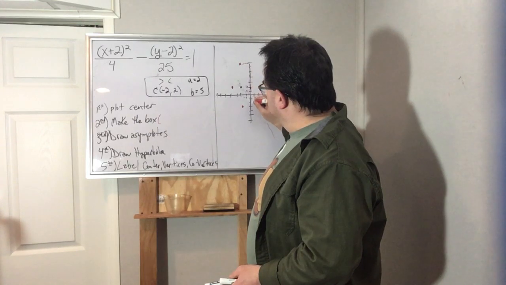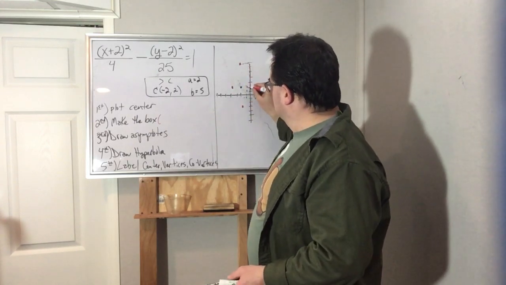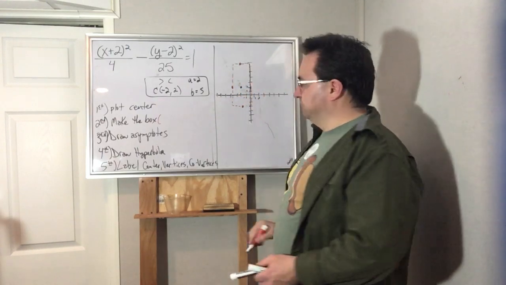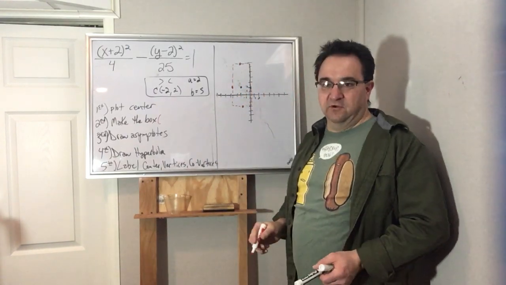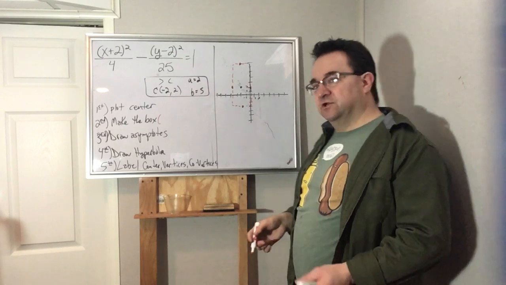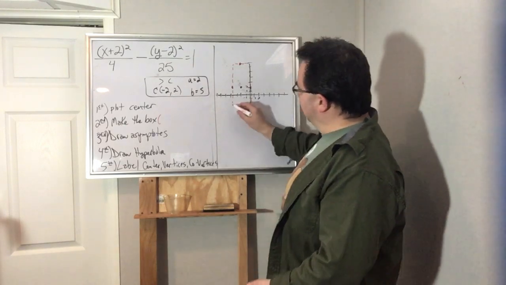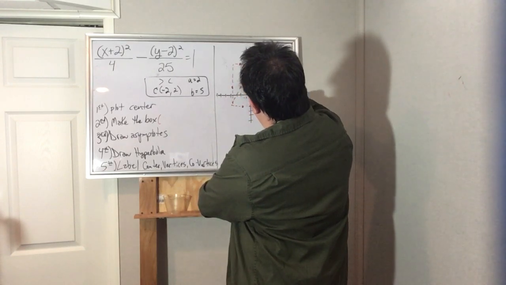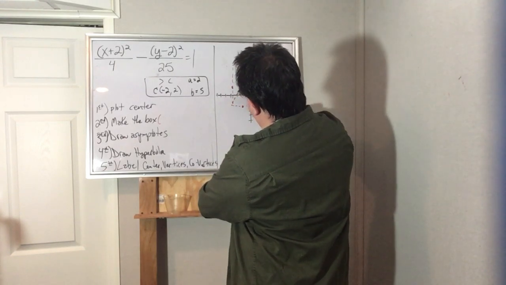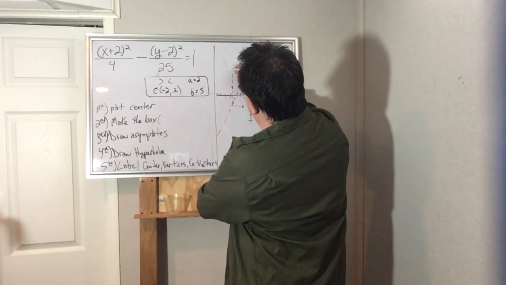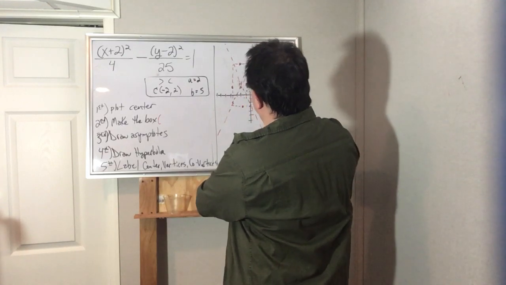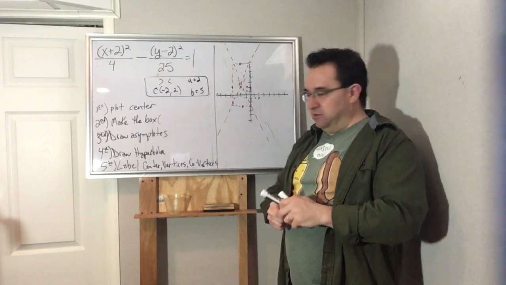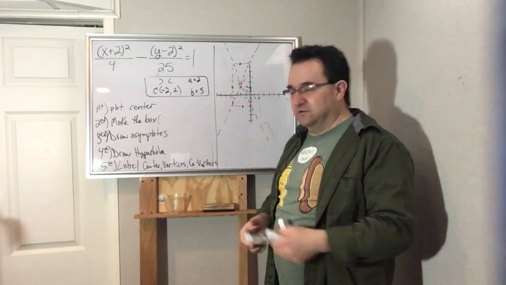Instead of making an ellipse, I make a box with these points, using the vertices and the co-vertices. What do I do next? Draw the asymptotes. How do you do that? See these diagonal corners? Then I draw in the actual hyperbola. This is all just the setup, believe it or not.